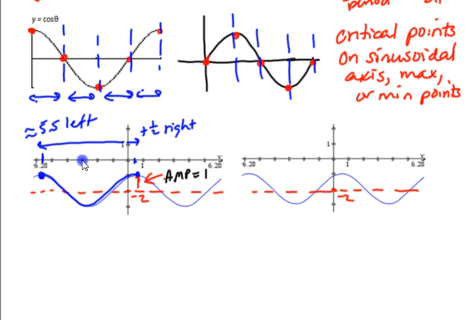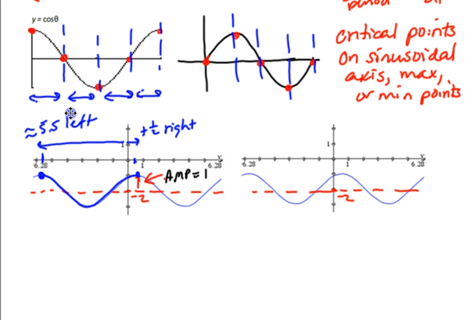The period looks like it's about the same. If I were to take this graph and move it here, it would still have a period of 6.28 or 2 pi. So the period doesn't look like it's changed here.